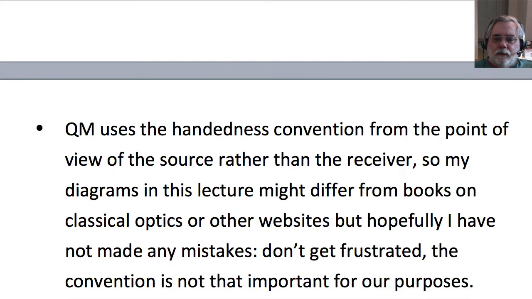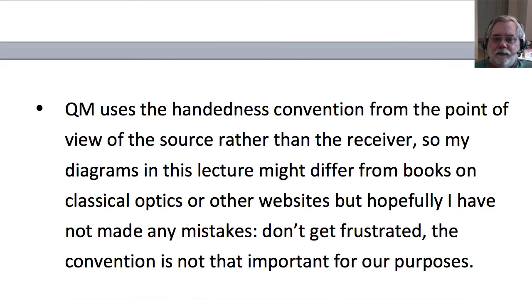Now, there are two conventions for handedness of light. Quantum mechanics uses the handedness convention from the point of view of the source, not the receiver. So my diagrams in this lecture are for that convention and might differ from a book that you could pick up on classical optics, which uses the handedness from the receiver.